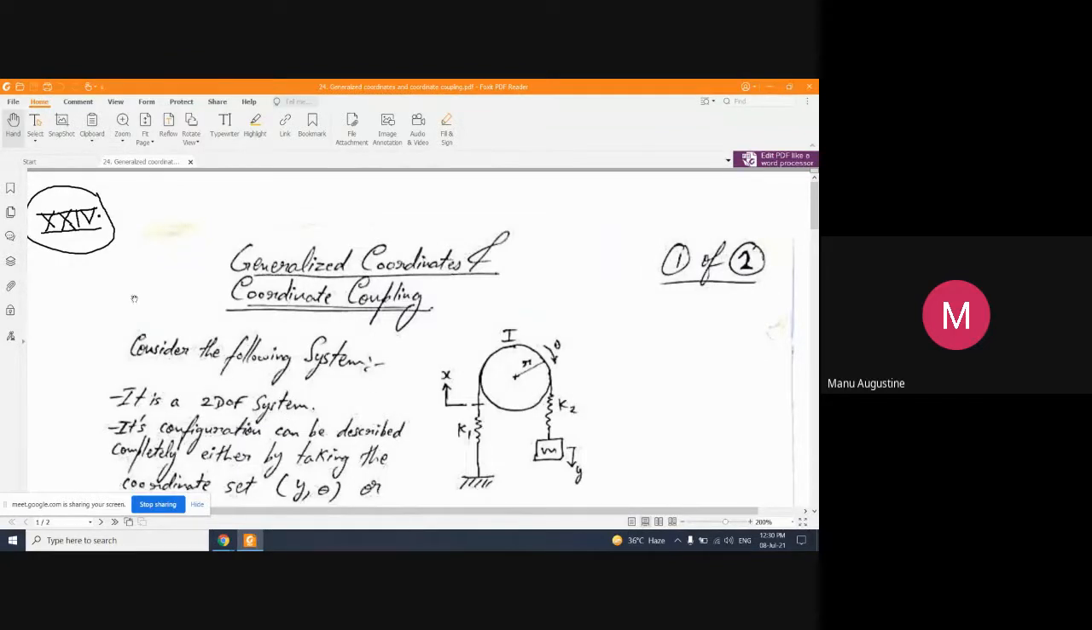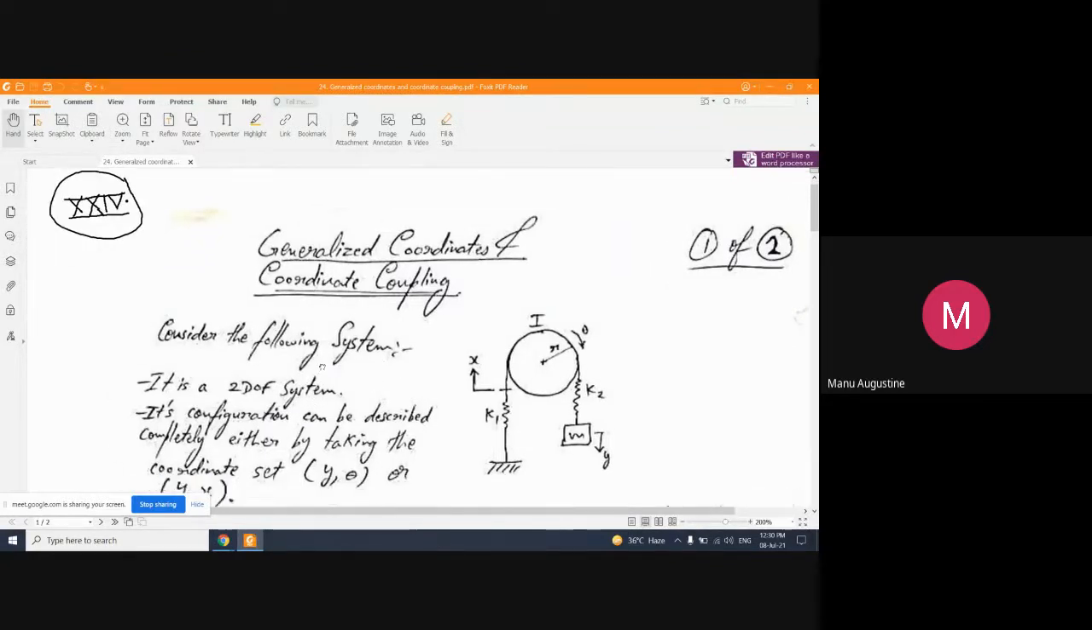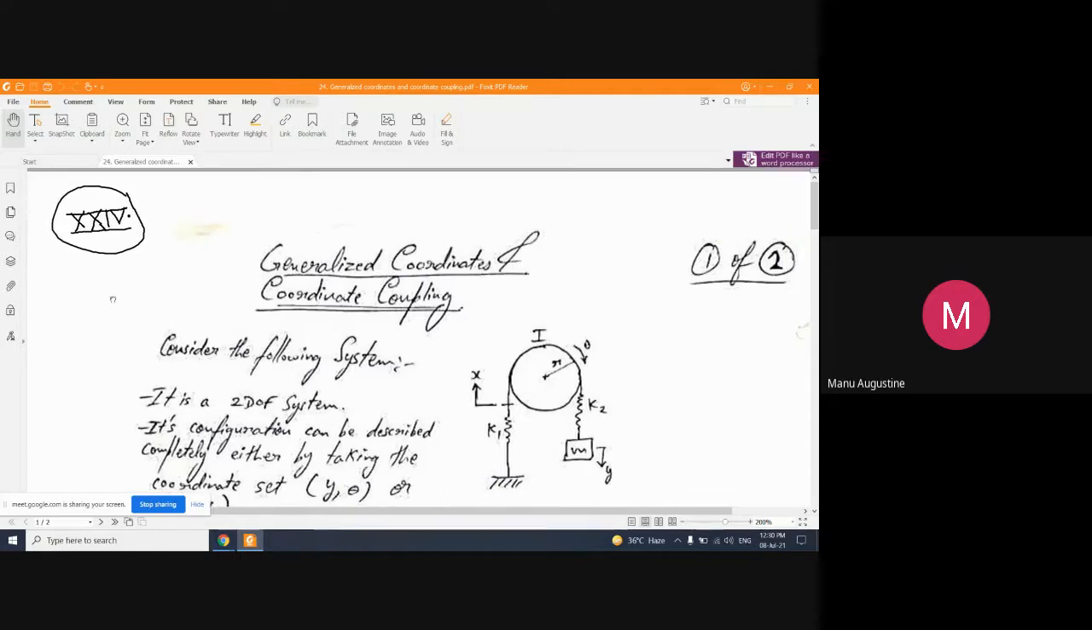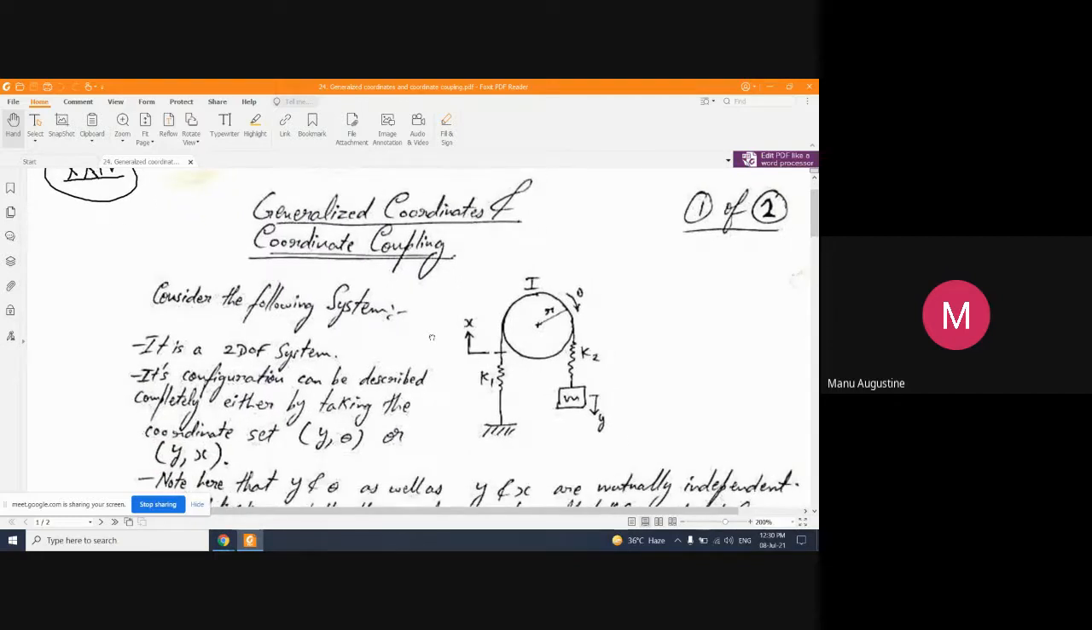Today we are going to start a new topic, generalized coordinates and coordinate coupling. And this is the last set of lecture notes that I will be giving to you. That is lecture note set number 24. Now, let us understand what is the meaning of a generalized coordinate. Coordinate coupling will come after that.